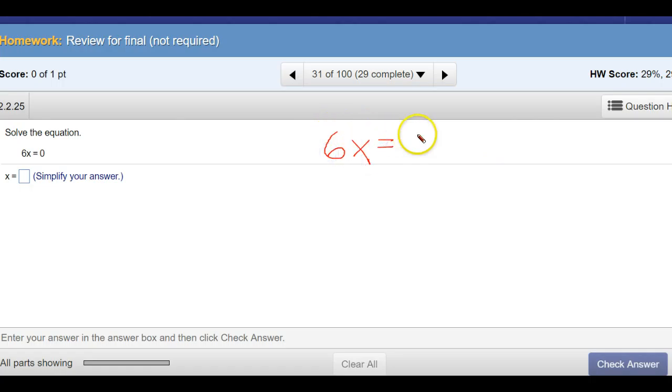6x equals 0. So this would be number 31. Again, I haven't been doing that, but that's what you should be doing on your blue sheet. So we're going to divide both sides by 6. Remember, 6 is the numerical coefficient of x. To get rid of it, we divide by that. So these cancel out. x equals 0.